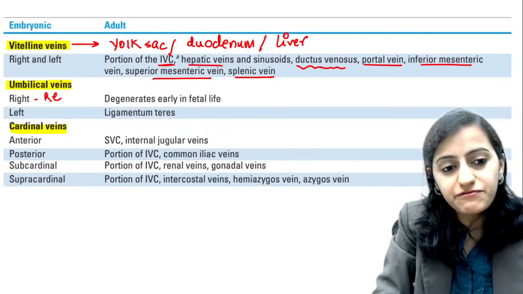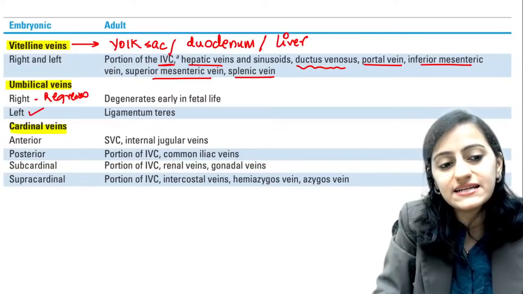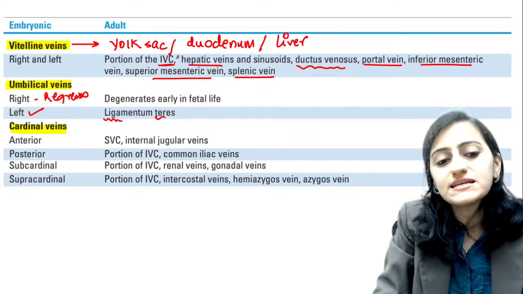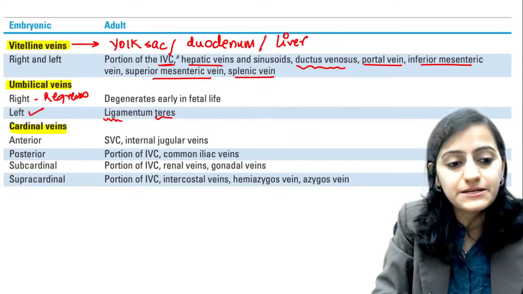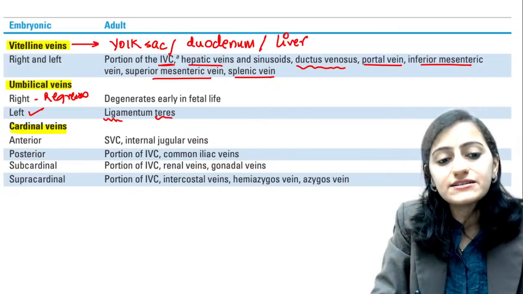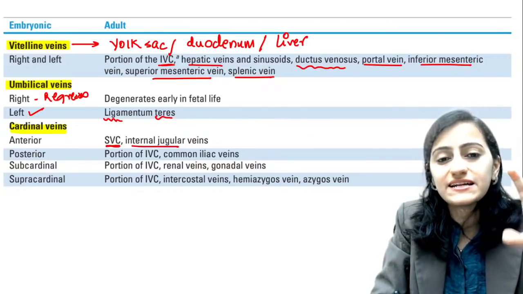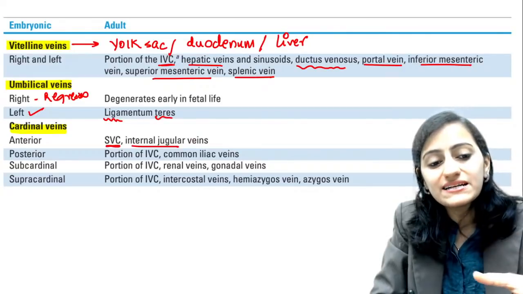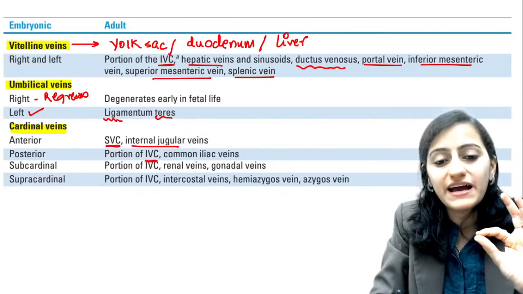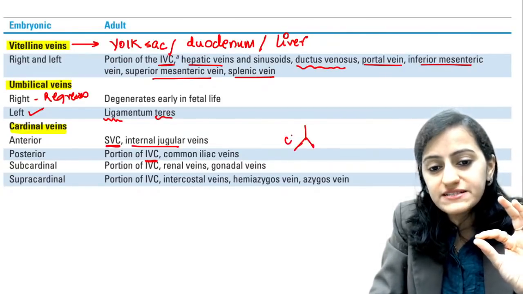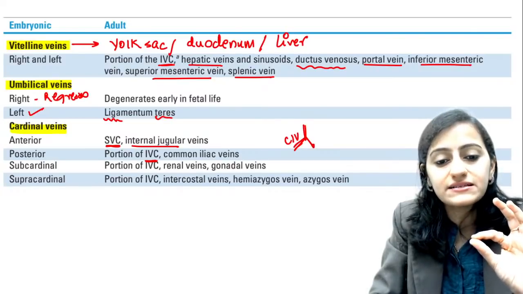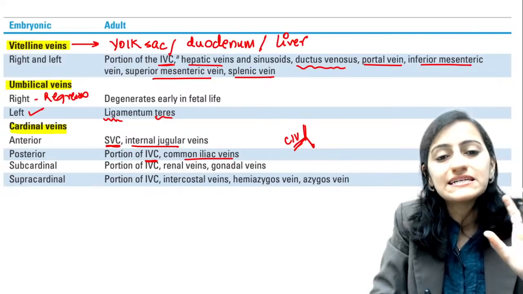Umbilical vein, R for R, right regressus, left is left. It forms ligamentum teres, right? Cardinal vein, anterior superiorly, it forms the SVC and the IJV. Posterior, the lowermost part of IVC. Draining into the IVC, you have the common iliac veins, right? So that would be your posterior.